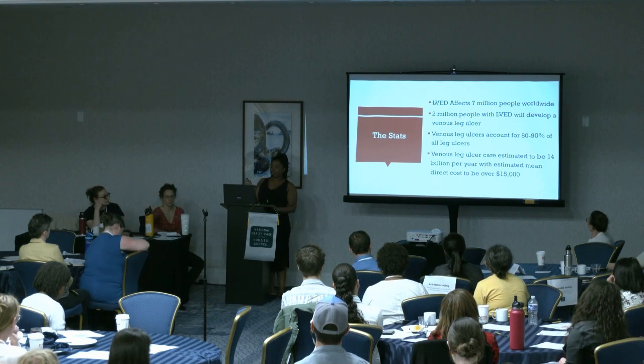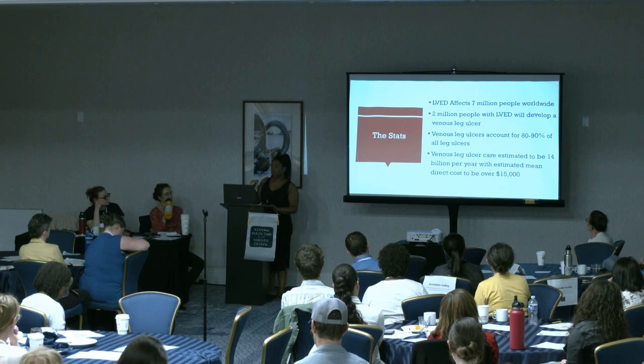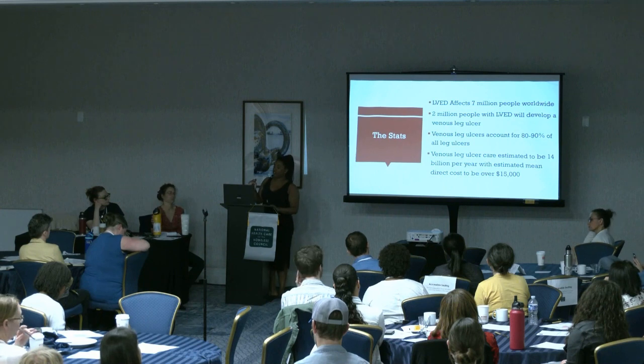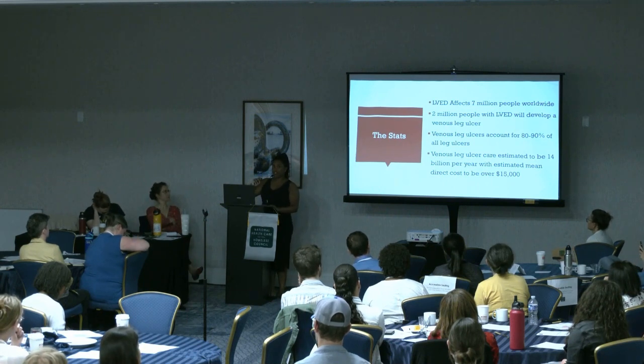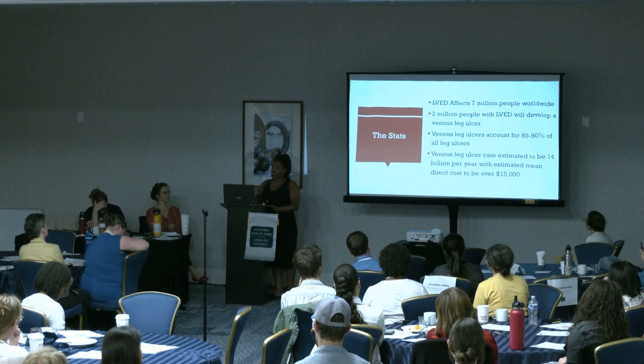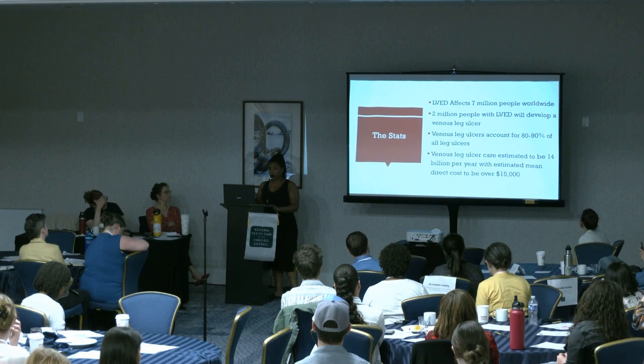So lower extremity venous disease affects 7 million people worldwide. It's a lot of people for this particular thing. 2 million people with venous disease will develop a venous leg ulcer. So 2 million of the 7. And then venous leg ulcers account for 80 to 90% of all leg ulcers.